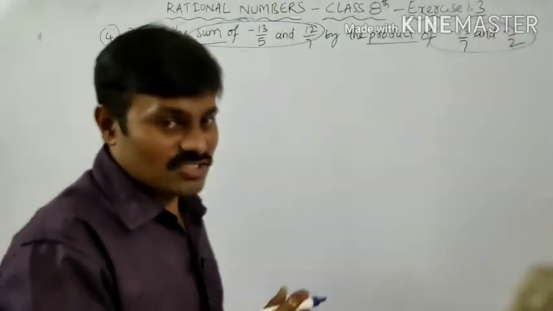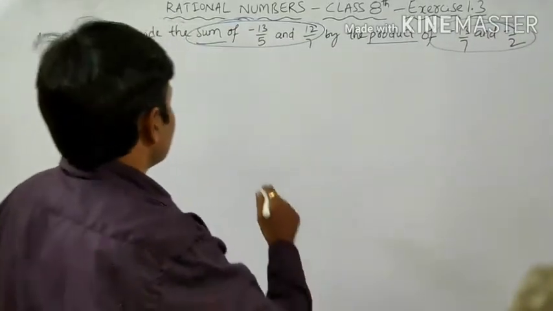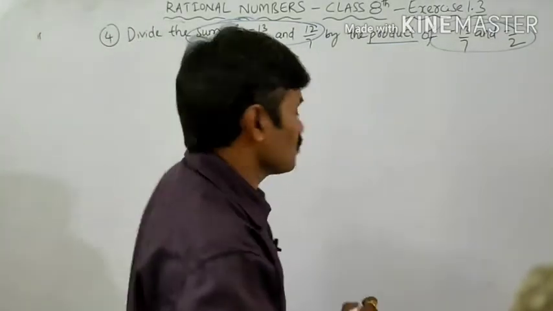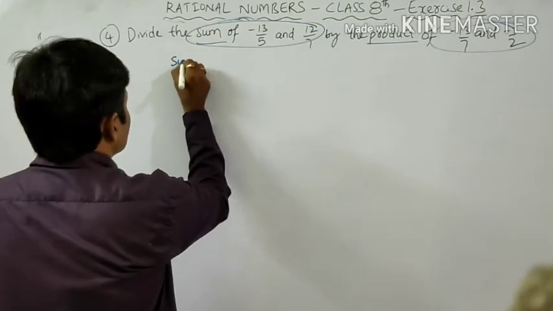Is it clear? So like this we have to analyze the question. In this analysis we have to find the sum of these two rational numbers. So first I am finding the sum of these two rational numbers.